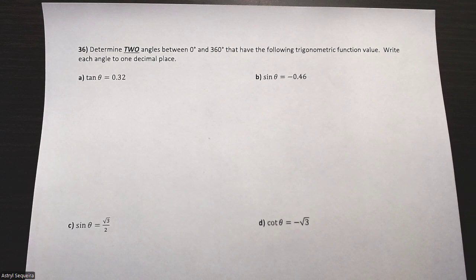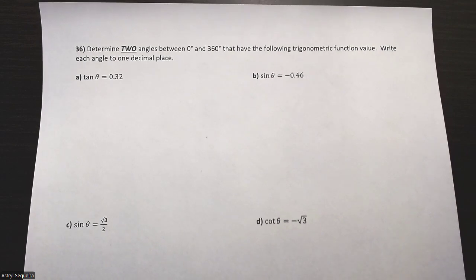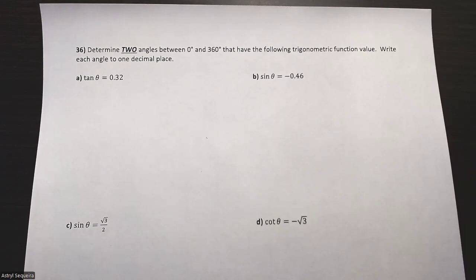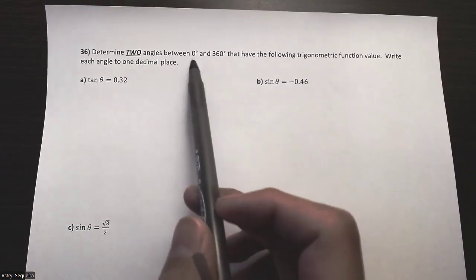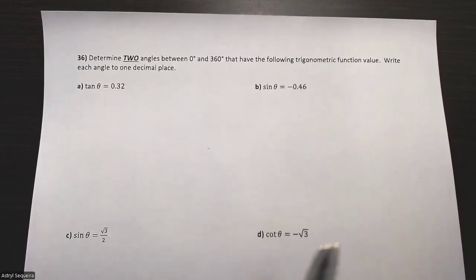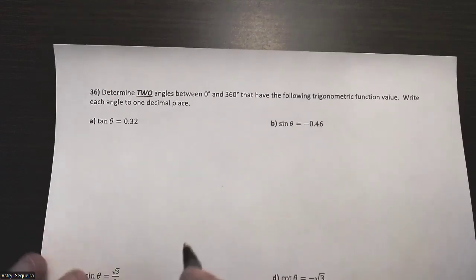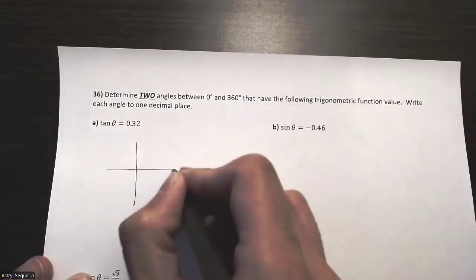Okay, question number 36. We are solving these using our CAST rule. Anytime you have solutions between 0 and 360, you always have to use your CAST rule. So let's start with this one over here.